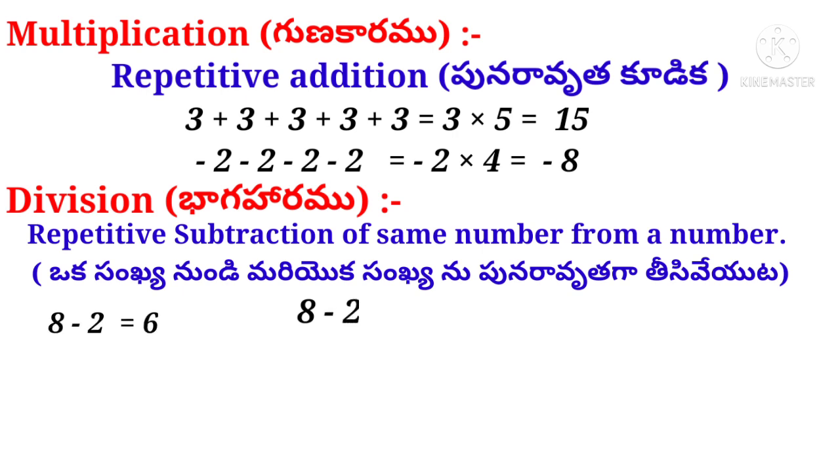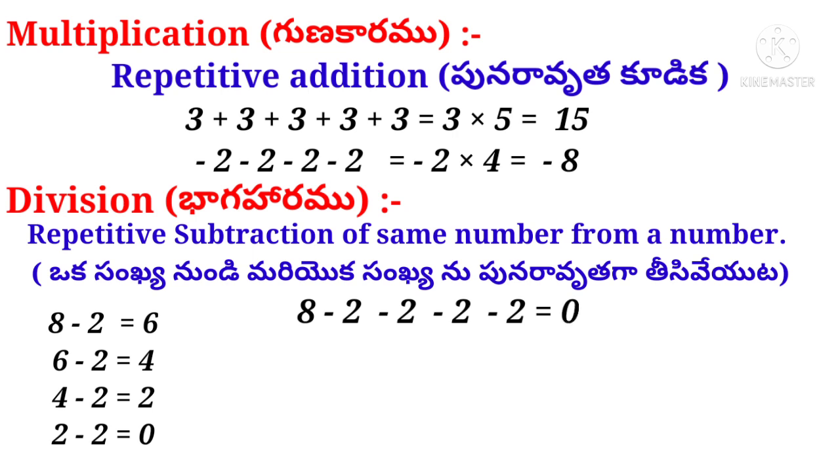To find this, it takes so much time. 8 minus 2 is 6, 6 minus 2 is 4, 4 minus 2 is 2, 2 minus 2 is 0. It takes so much time. But instead of doing that, if we just divide 8 by 2, then we get 4. That is, 4 times we have to subtract 2 from 8 to get 0.